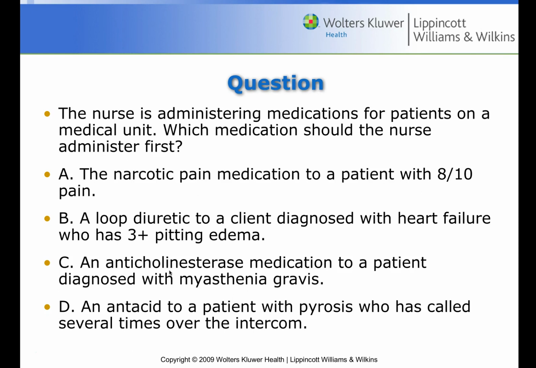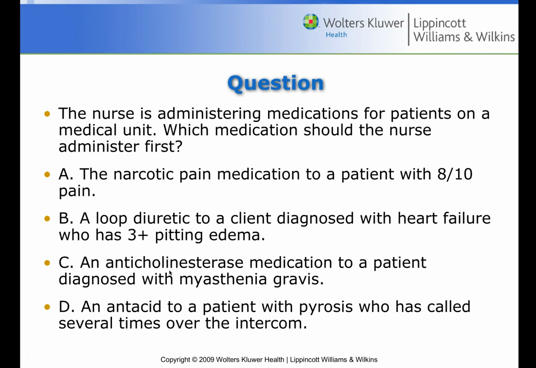To answer this question, and this is a very good example of an NCLEX style critical thinking clinical rationale question, you've got to know lots of facts to be able to answer each of those. I'm going to give you a few minutes to think about how you're going to prioritize this. And the correct answer is A, a narcotic pain medication to a patient with pain of 8 on a scale of 10.